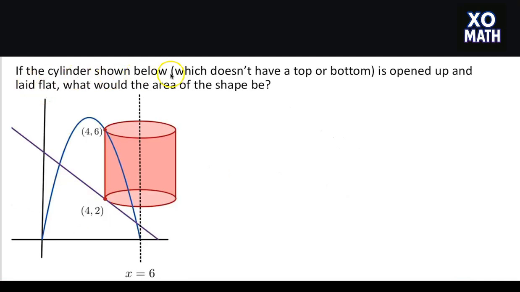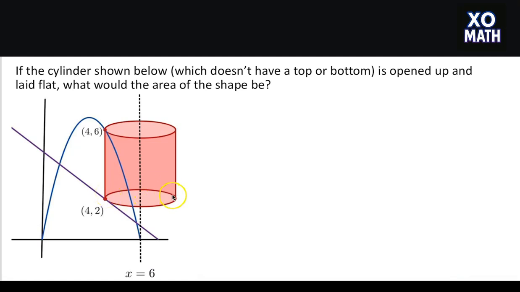If the cylinder shown below, which doesn't have a top or a bottom, is opened up and laid flat, what would the area of the shape be? All right, let's visualize what's going on here. I have my x-axis, my y-axis, a line and a curve, and then I have this cylinder where this point on the cylinder is passing through 4, 6, which is on the blue curve, and then this point, 4, 2, is on the purple line. That's the bottom part here of the height of this cylinder.